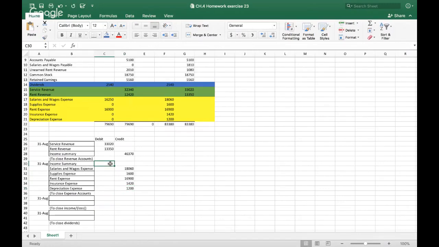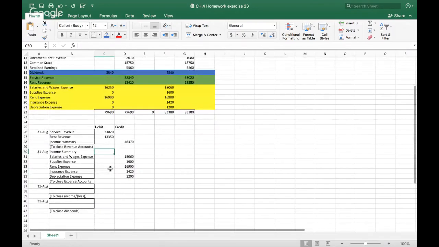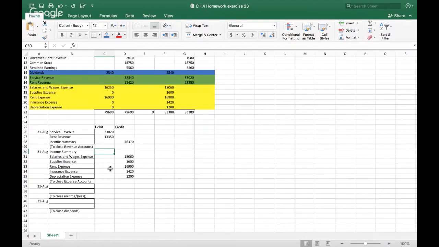Now to find out how much we debit to our income summary for the expenses, we're going to add up all those, which will give you 39,180.